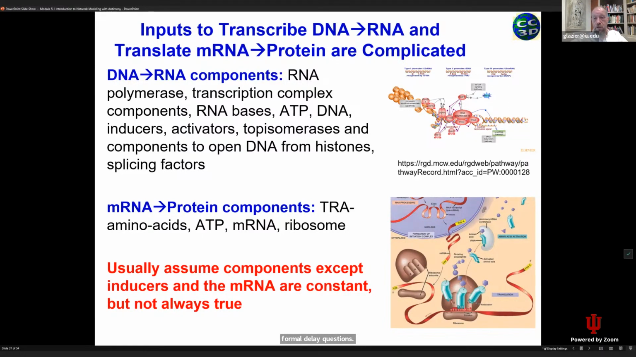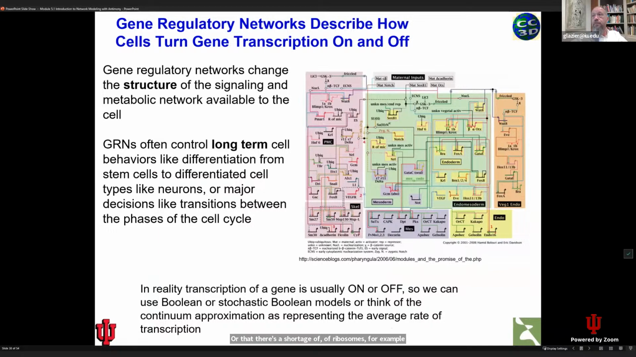We're also typically going to assume that a lot of the components involved in things like synthesis are there. We're not going to worry about the concentration of transfer RNAs, the amino acids that are needed to build the protein, and so on, or that there's a shortage of ribosomes, for example. Although if we wanted to model those things explicitly because we knew they were important, we can do it.